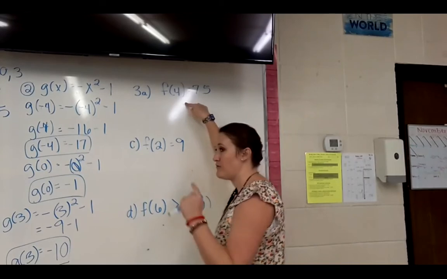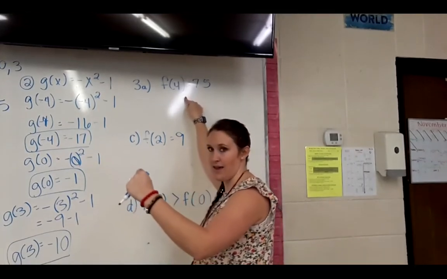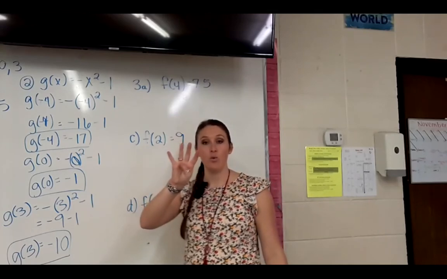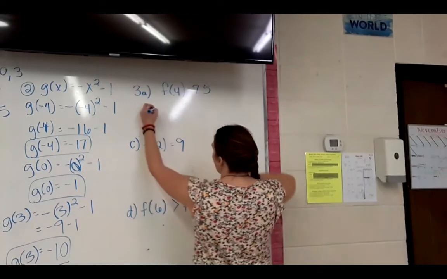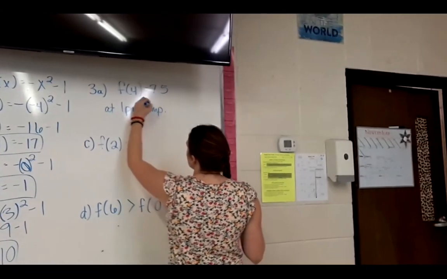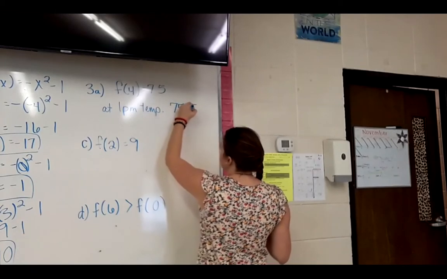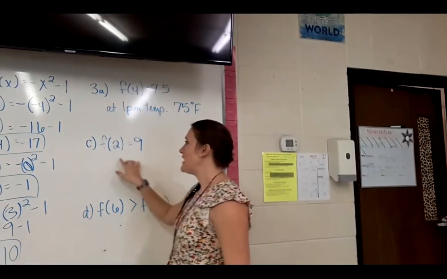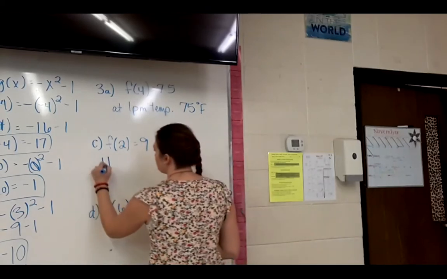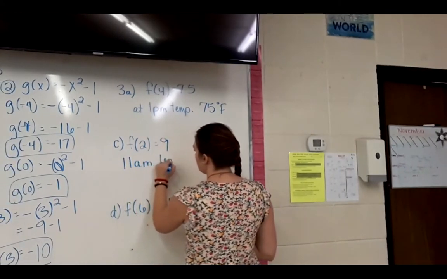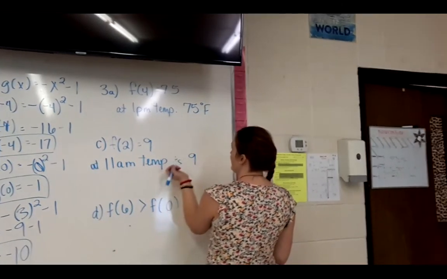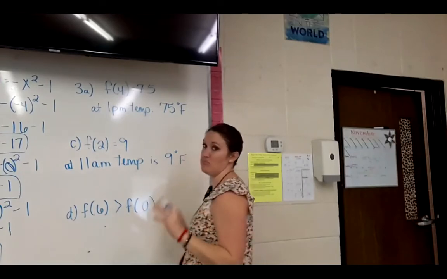F of 4 would mean 4 hours past 9 a.m. So we have 10, 11, 12 p.m., then 1 p.m. So what that means is at 1 p.m., the temperature would be 75 degrees Fahrenheit. That's all that means. On C, f of 2 equals 9, so 2 hours past, so 10, 11 a.m. The temp is 9 degrees Fahrenheit. It's pretty odd, but that's what it says.